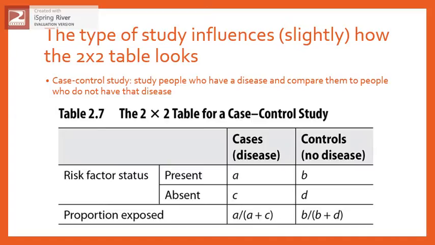So we can't study, do you develop the disease, in a case control study because they already have the disease. So it does look a little bit different. Remember, instead of do you develop an outcome or not, it's cases versus controls. Do you actually have the disease or do you not? And then we can't calculate incidence rate, but we can calculate what's called the proportion exposed. So it's the proportion of those who have a disease or who do not out of those actually exposed to the risk factor. So it's A over A plus C for the cases and B over B plus D for the controls.